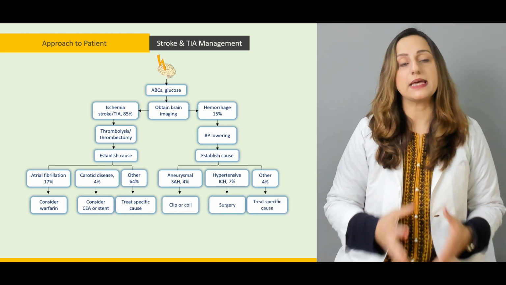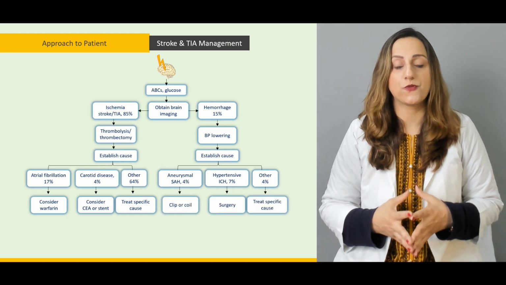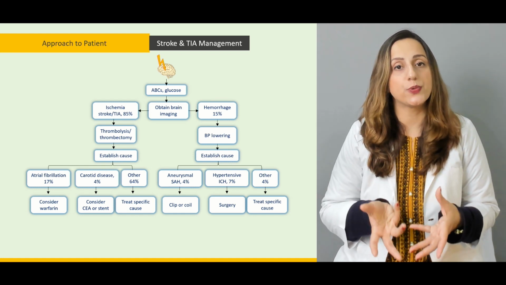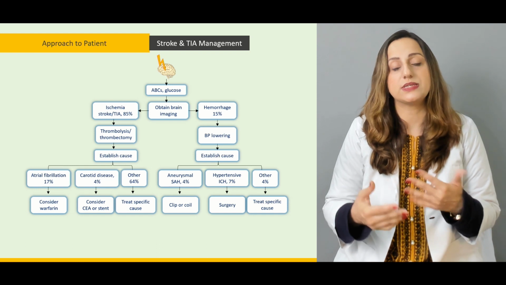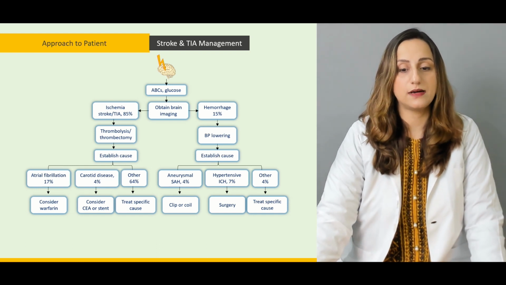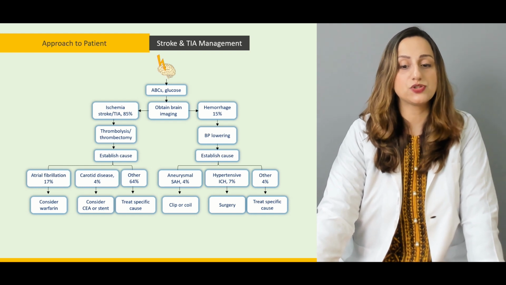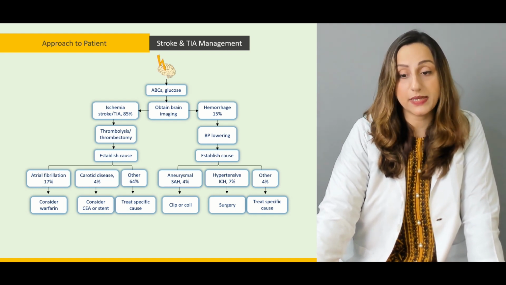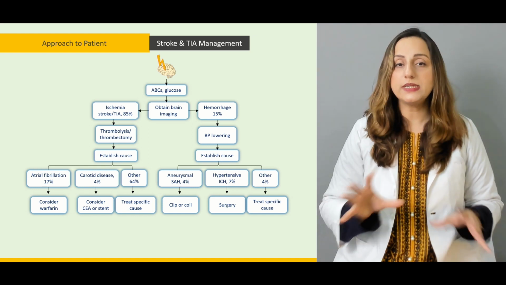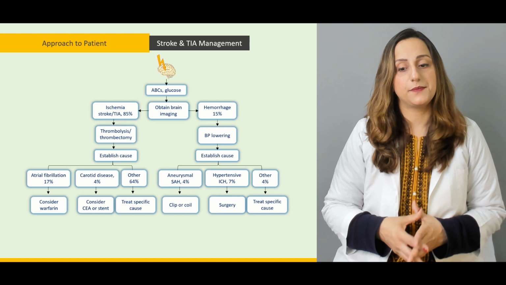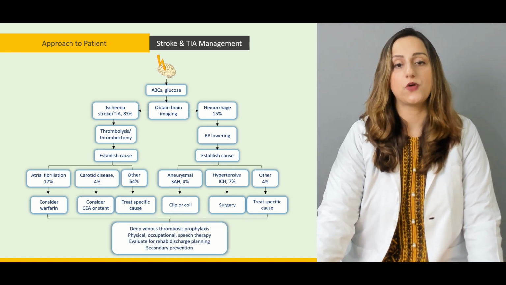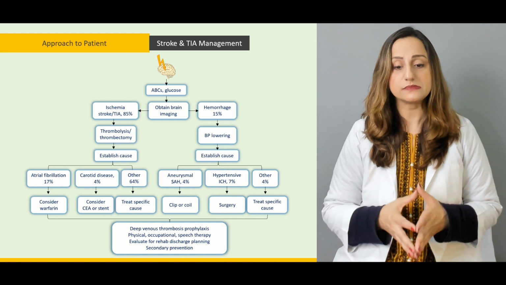For aneurysms and subarachnoid hemorrhages, we can perform clipping of the aneurysm, or even a procedure which is known as coiling of the aneurysm. These are the surgical procedures that can be performed for these patients. For hypertensive hemorrhage patients, we can perform surgical methods. For the other causes, we treat the specific cause in this particular patient who is suffering from the stroke or the TIA.